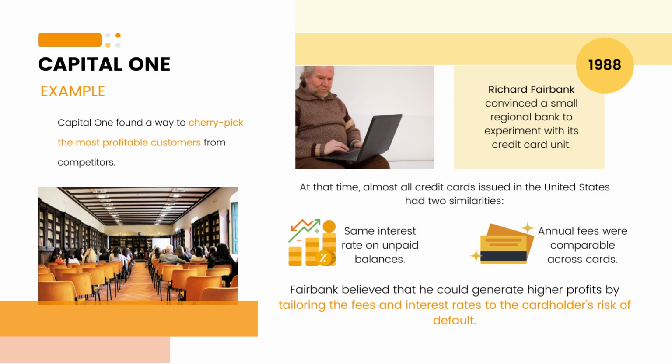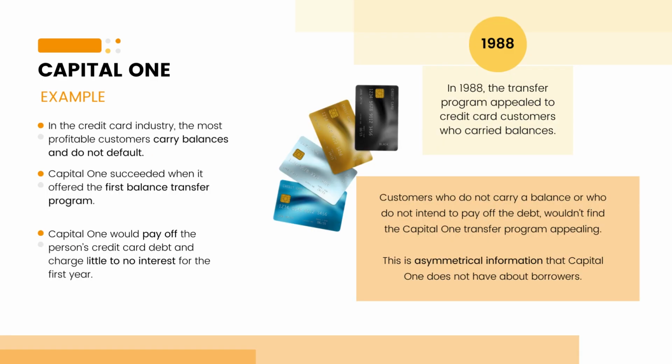Fairbank believed that he could generate higher profits by tailoring the fees and interest rates to the cardholder's risk of default. In the credit card industry, the most profitable customers carry balances and do not default. Based on this important premise, and after many trial and error experiments, Capital One struck gold when it offered the first balance transfer program. Capital One will pay off the person's credit card debt and charge the new customer little to no interest for the first year, after which interest rates increase to the market rate.